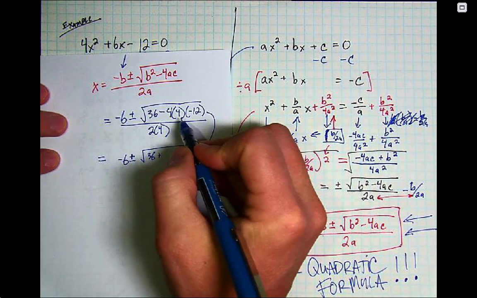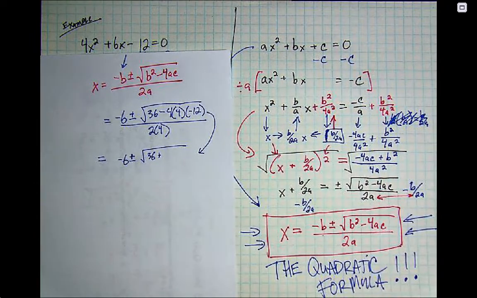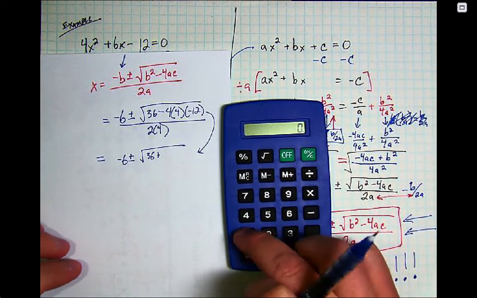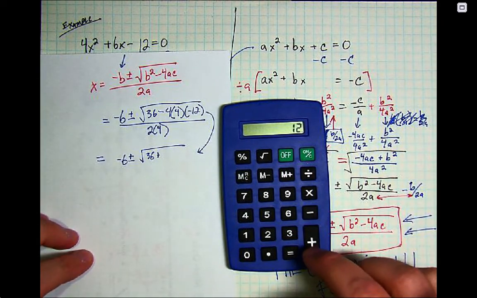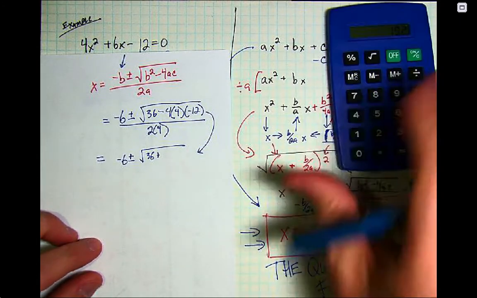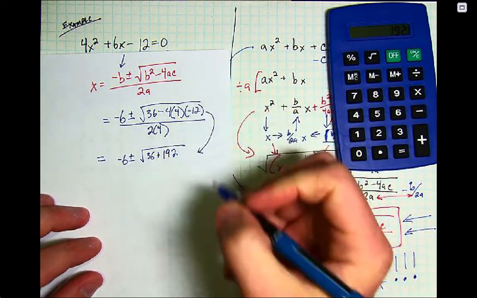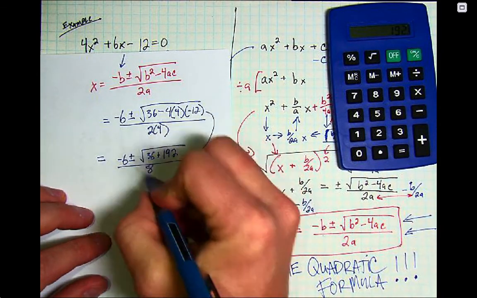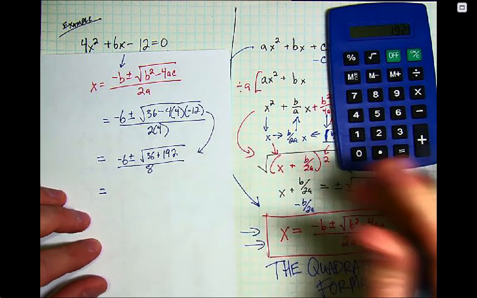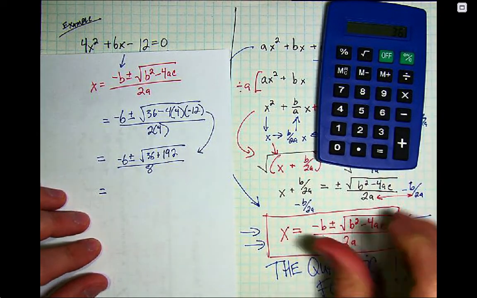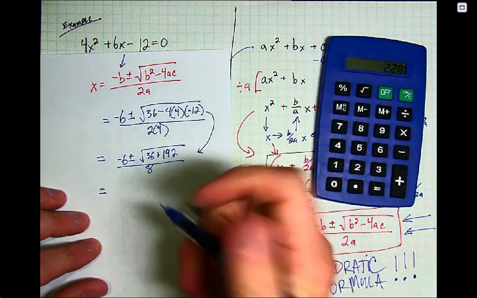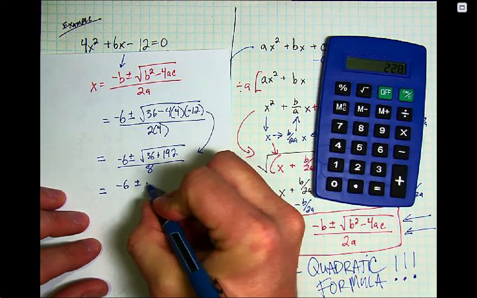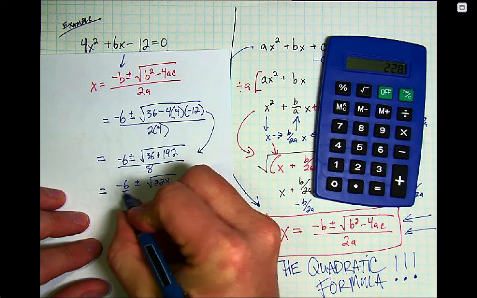So 4 times 4 is 16. 16 times 12... Uh-oh, I didn't bring a calculator with me. 16 times 12... There's my calculator. Is 192. Okay, this is going to be interesting. 36 plus 192, on the bottom we get an 8. And I can do 228, negative 6 plus or minus the square root of 228 over 8.